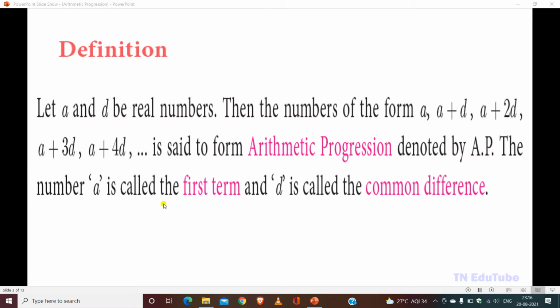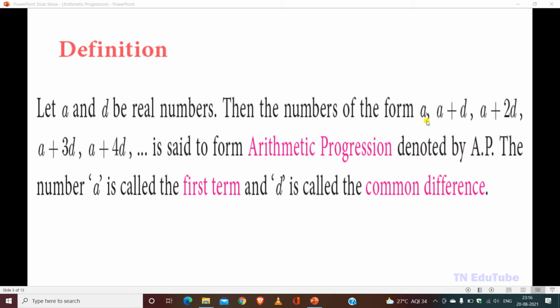See the definition. Let A and D be real numbers. Then the numbers of the form A plus D, A plus 2D, A plus 3D, A plus 4D, etc. are said to form an arithmetic progression, denoted by AP. The number A is called the first term and D is called the common difference. That is the definition of arithmetic progression.